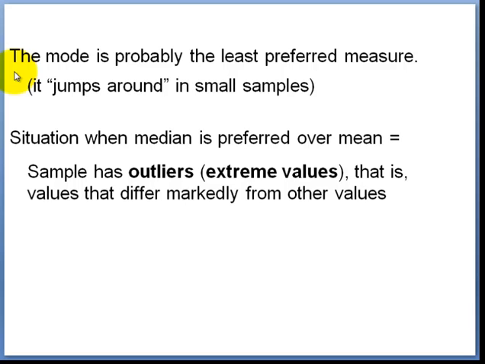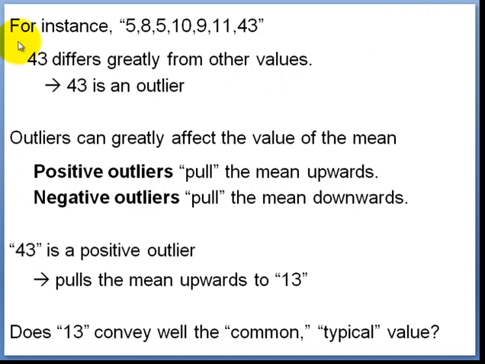There's a particular situation in which the median is preferred over the mean, and that situation is when a sample has outliers, also known as extreme values. That is, values that differ markedly from other values. For instance, consider the values in our prior example. 43 differs greatly from the other values presented. Therefore, 43 is an outlier.